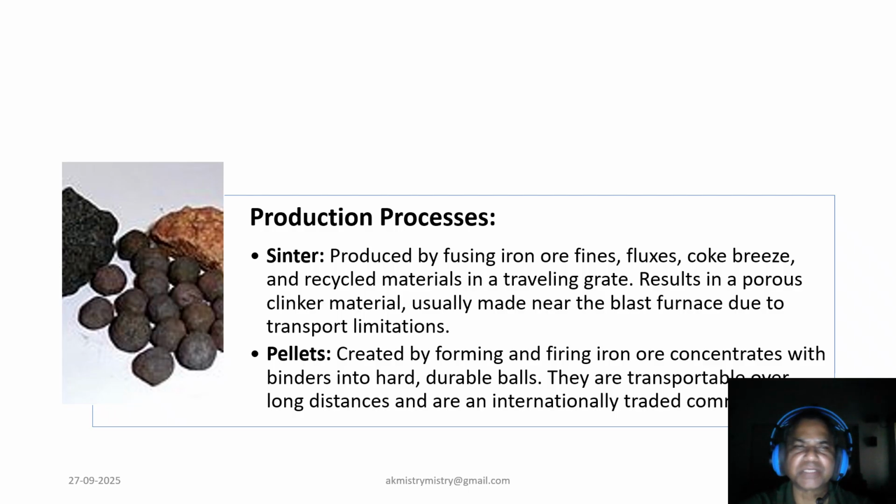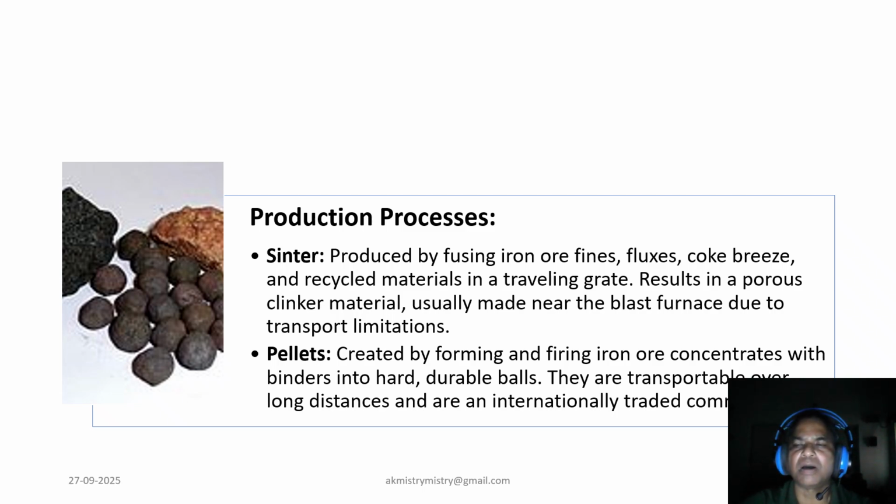Sinter is produced by fusing a mixture of iron ore fines, fluxes, coke breeze, and various recycled materials on a traveling grate. This process results in a porous clinker-like material. Because it has limitations regarding transport, sinter is typically produced right next to the blast furnace where it will be used. In contrast, pellets are created from iron ore concentrate, which is formed into balls with binders and then fired to create hard, durable spheres. This durability allows them to be transported over long distances, making them an internationally traded commodity.